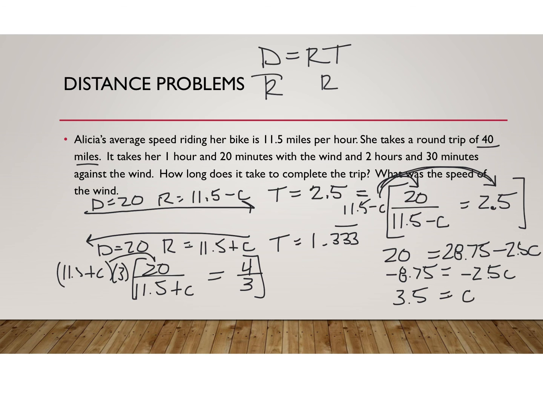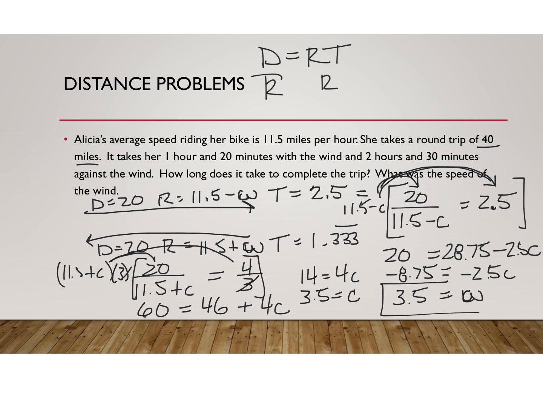So multiplying here is going to give me 60. Multiplying here, my 3's will cancel. 4 times 11.5, I believe, is 46, and 4 times c is 4c. I'm going to subtract 46 from both sides, so I have 14 equals 4c, and I'm going to get c to be 3.5 again. So this shows the wind speed. I used c here; I should have used w for wind speed, but it wouldn't matter. I would get my w to be 3.5 miles per hour.